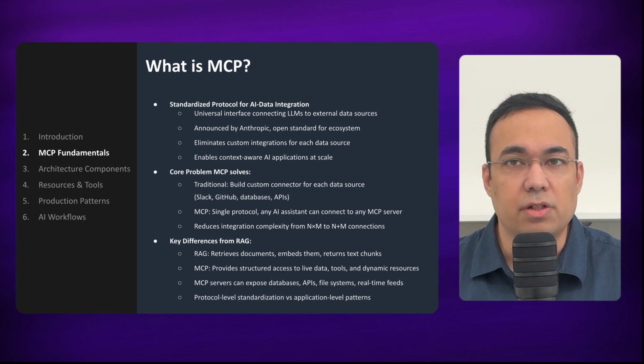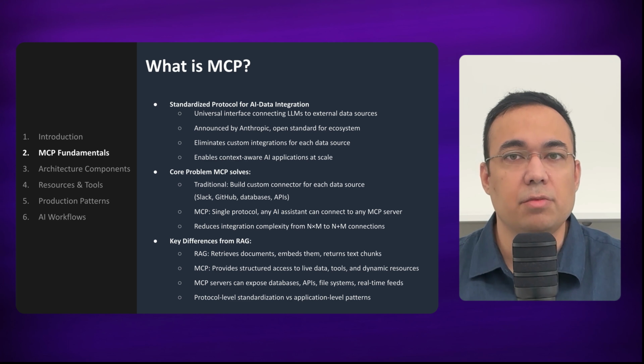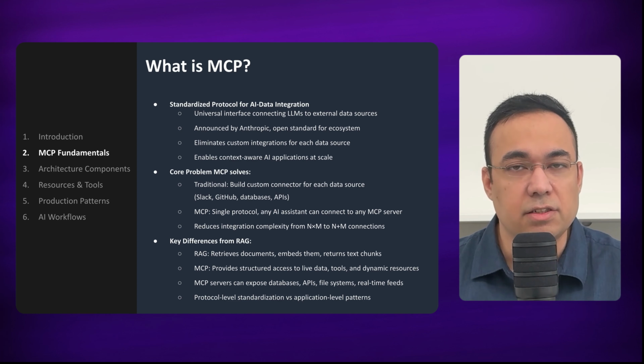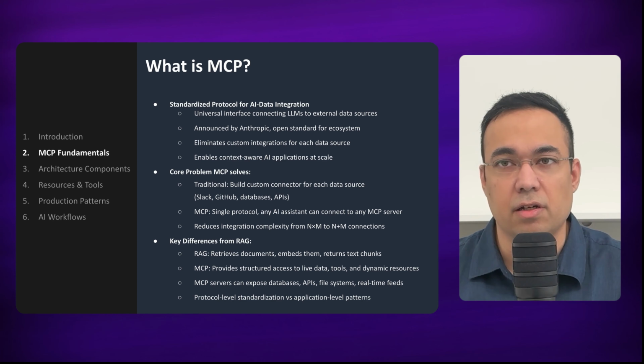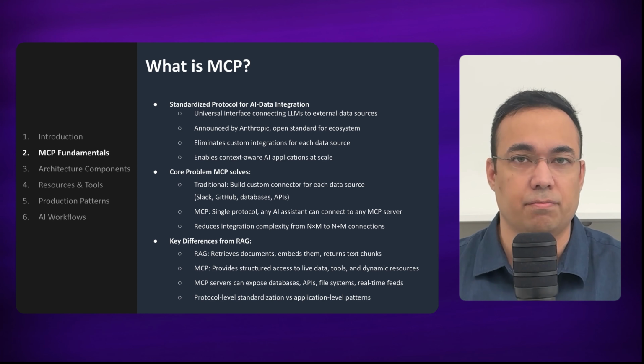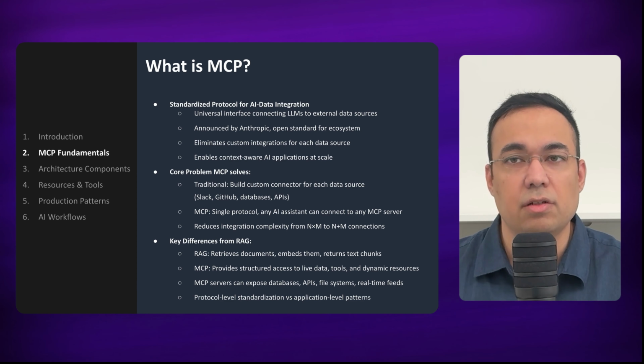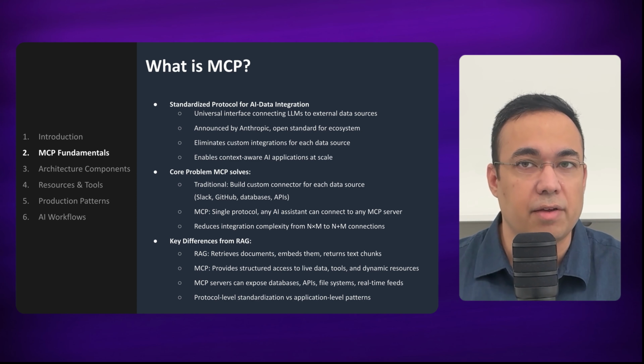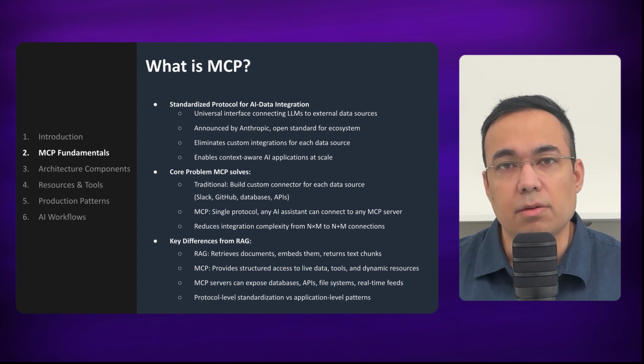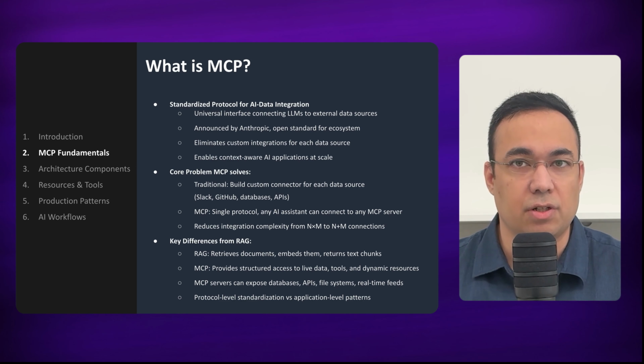While RAG is about retrieving and embedding documents, MCP is about protocol-level standardization for accessing various types of data and functionality in a structured way. They serve completely different purposes. RAG is excellent for historical knowledge and documentation, whereas MCP is excellent for live data and actions. You can combine both of them, which we'll be discussing shortly.